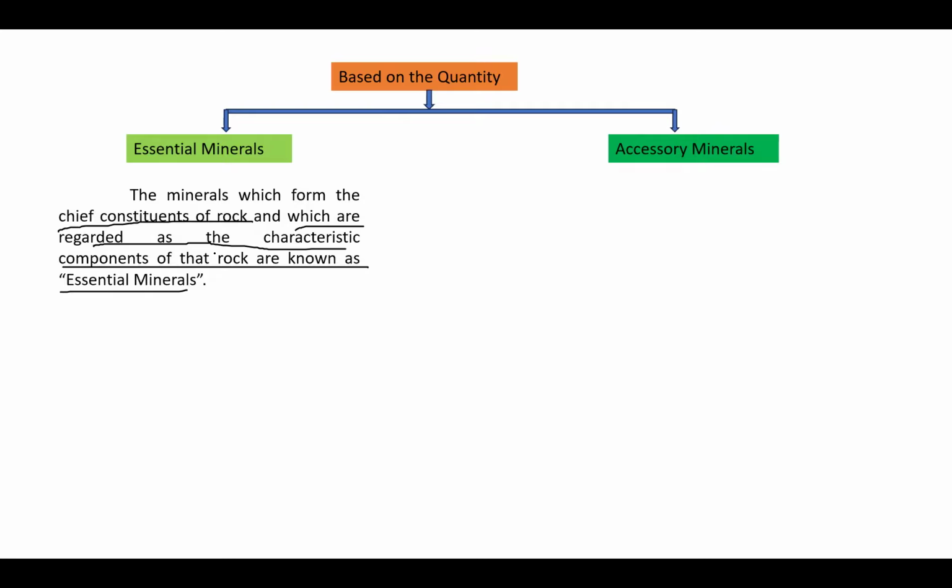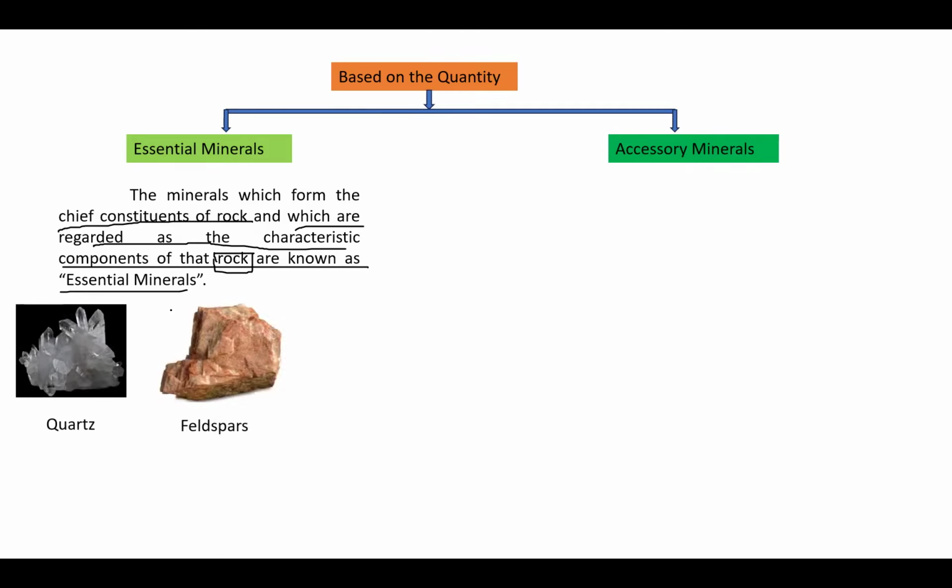I am here using the word rock. What is rock? Rock is nothing but a combination of different essential minerals or different minerals. Please go through the previous lectures. So the minerals which are the chief constituents, the main constituents, are called the essential minerals. What are the examples? Quartz, feldspar, and micas.